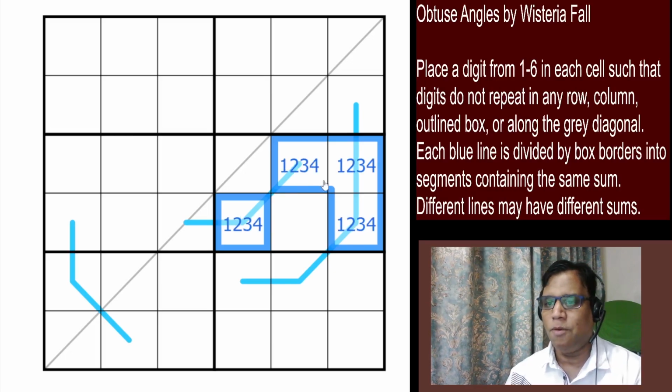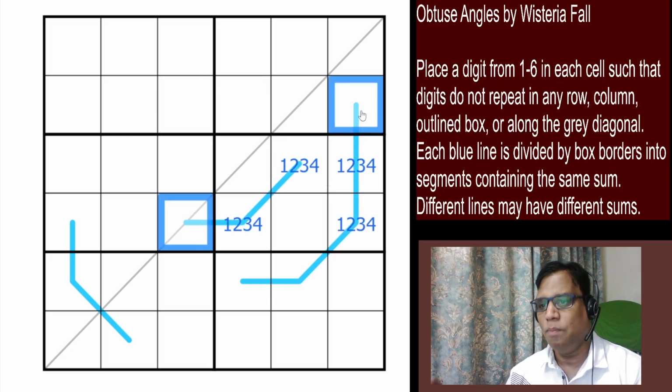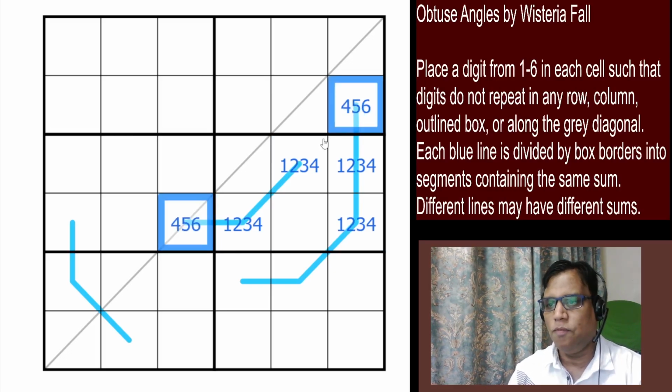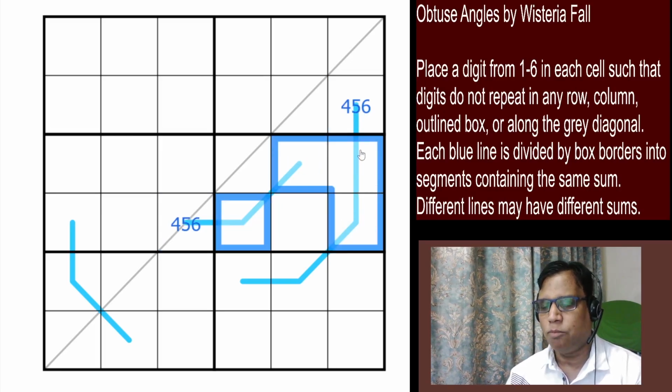And what is the minimum of 1, 2, 3, 4? If you do the sum, it will be 10, right? So that means the sum of these two minimums is 10. So they cannot have 3 on it. So they both must be from 4, 5, 6. Remember, this is 6x6, so maximum you only have up to 6 digits.